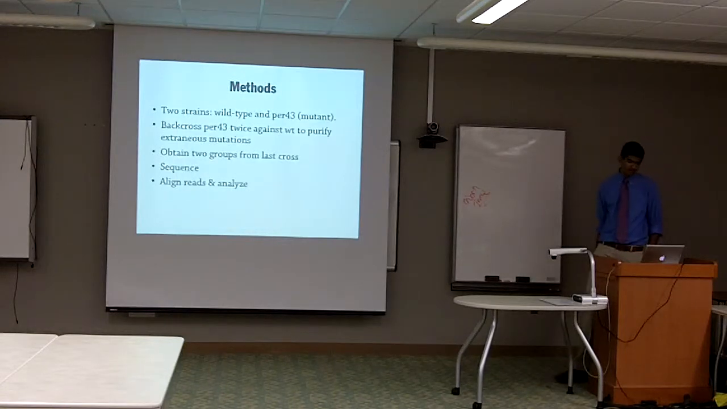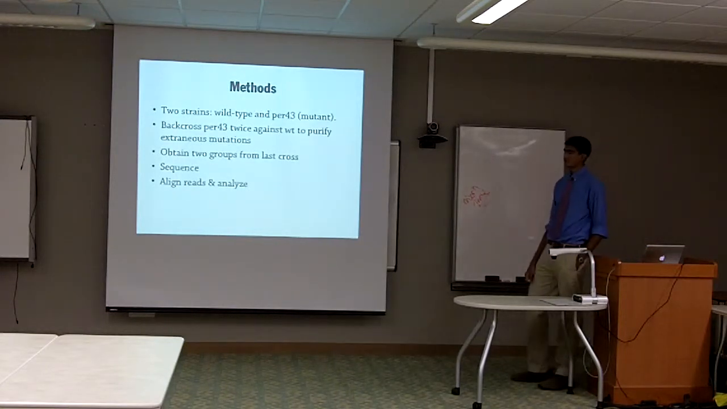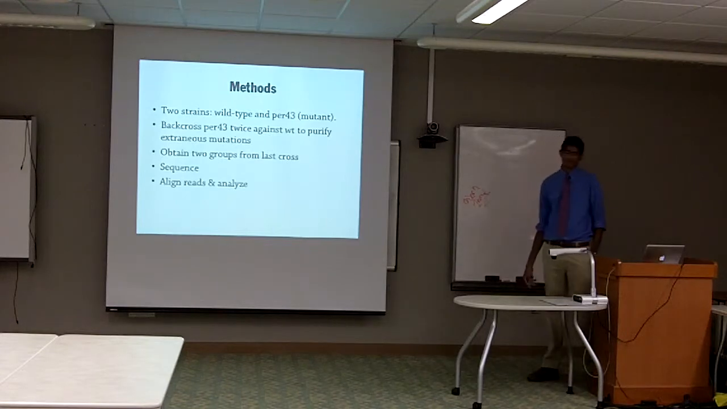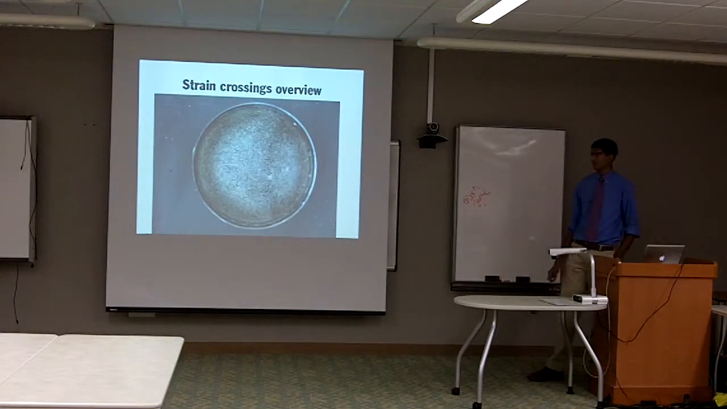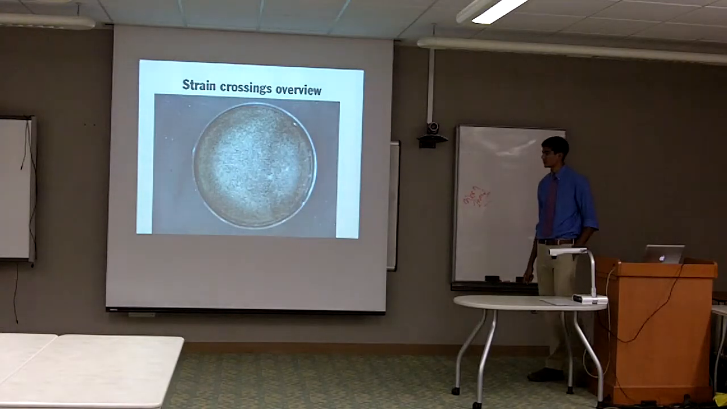So to continue with my methods, I obtained those two groups from the last cross. I pool the DNA of the two groups, and I sequence that pool of DNA. I align the reads, and I analyze them. And I'll go into that stuff in a minute. First, I want to talk about the actual method I used for my strain crossings.